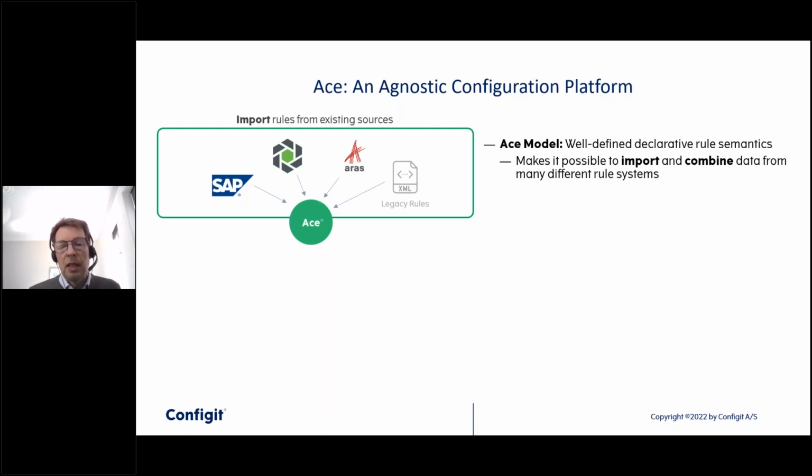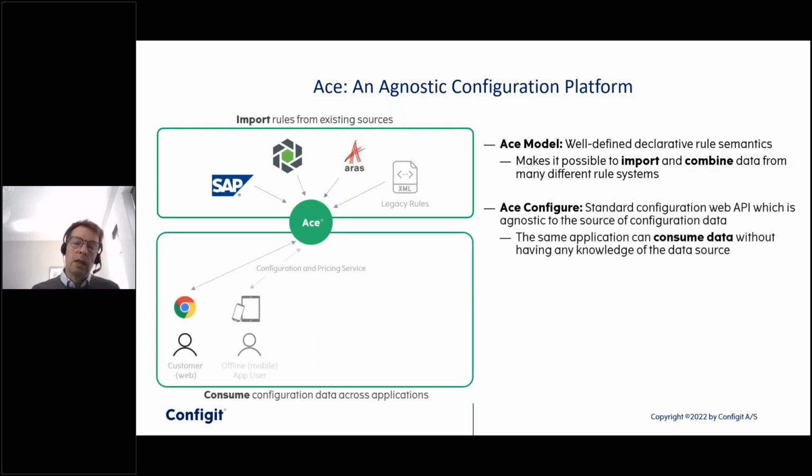We also have examples where we import rules from legacy systems, and for some of these connections we have standard connectors. We have a standard connector to SAP. We have also for ARAS, and have also done it a number of times for PTC Windchill. In other cases, for those where it's a legacy application, well, somebody will have to write that converter to map how the rules are expressed in that particular system to the rules in Ace.